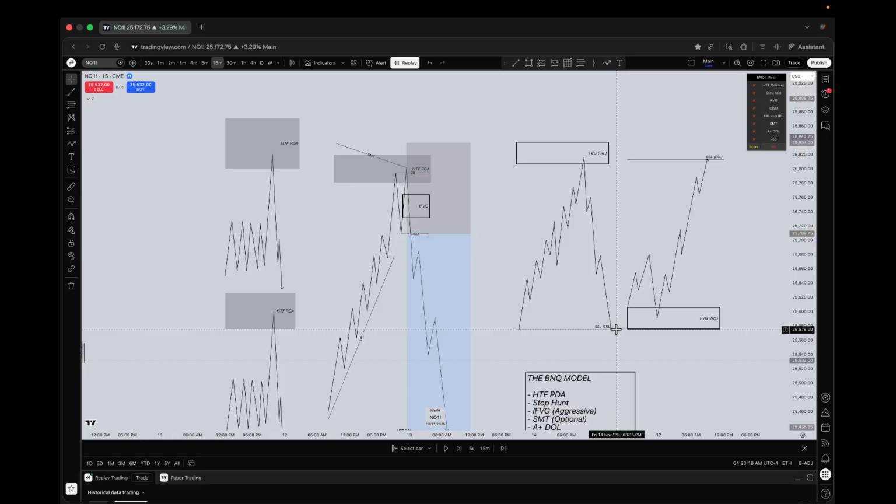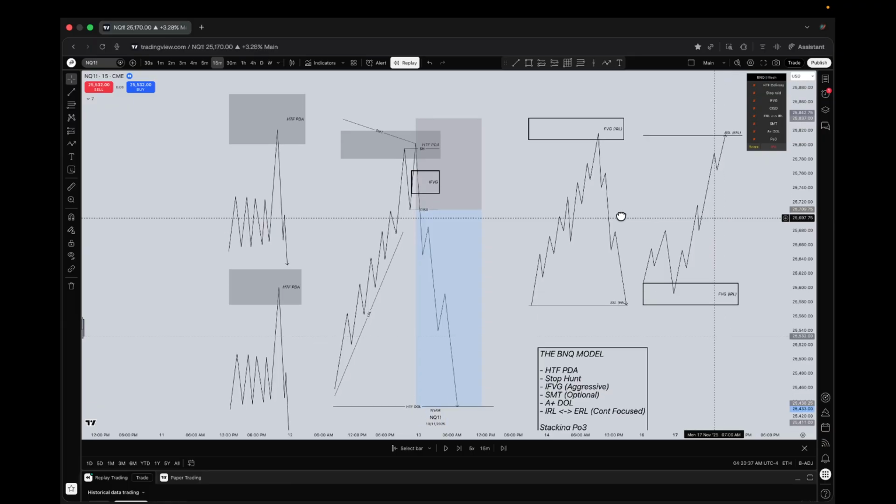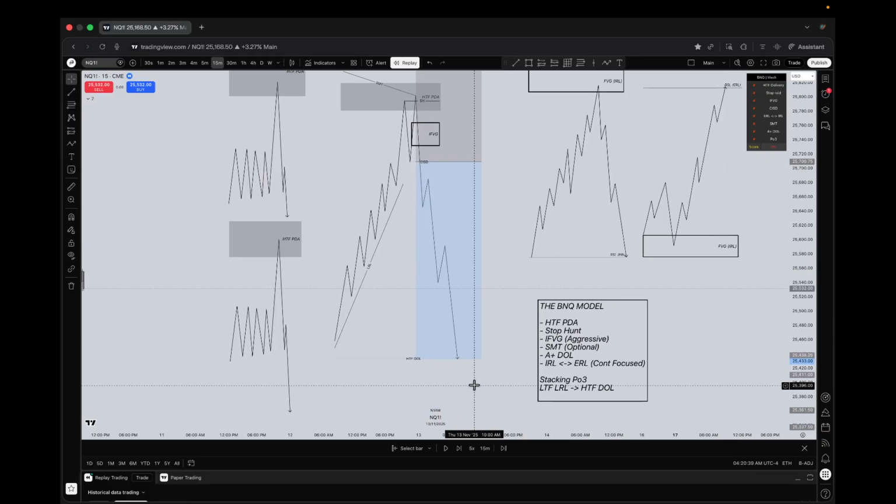Okay? And in this scenario, you see we're delivering from another fair value gap, but this time we're going to buy side liquidity. So in this scenario, we're going from up to down, then down to up, right? So that's it in short summary. Anyways, time to get into the example.